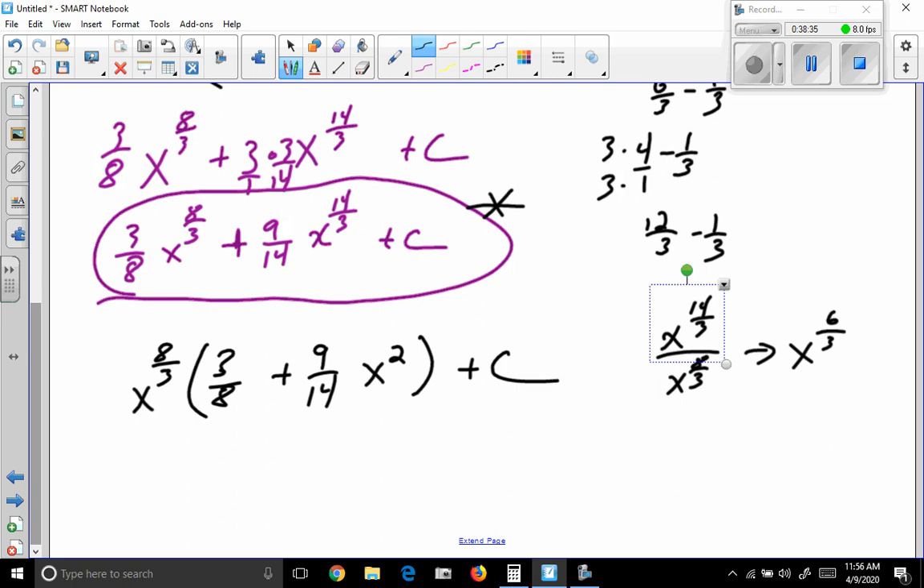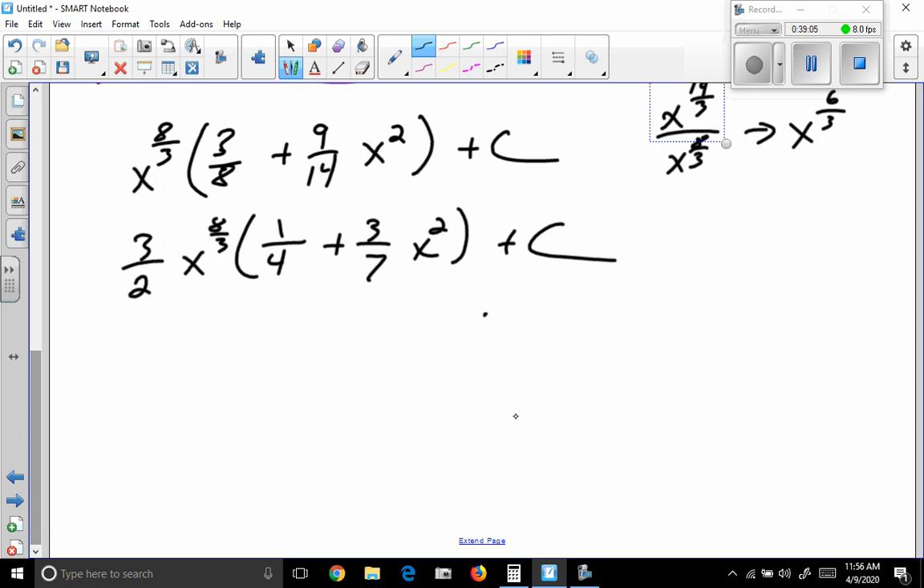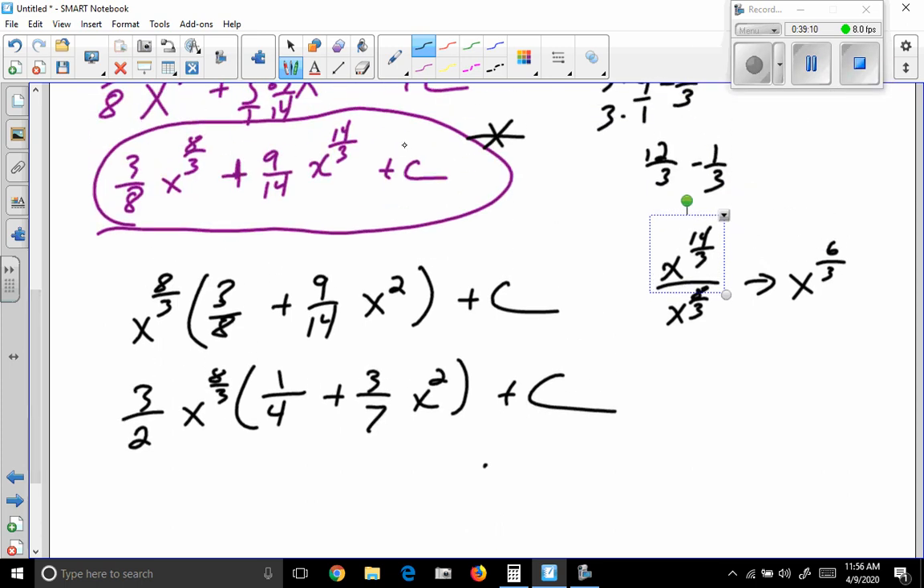So I'm fine with you leaving it that way, or you could rewrite it that way. You could also pull a 3 out on top, pull a 2 out on bottom. If we did that, we pull the 3 out there, we're left with a 1 on top. If we take a 2 out there, we're left with a 4. If we take a 3 out there, we have a 3 and a 7, x squared plus 6. There might be terms where that's beneficial, but this is just good enough.